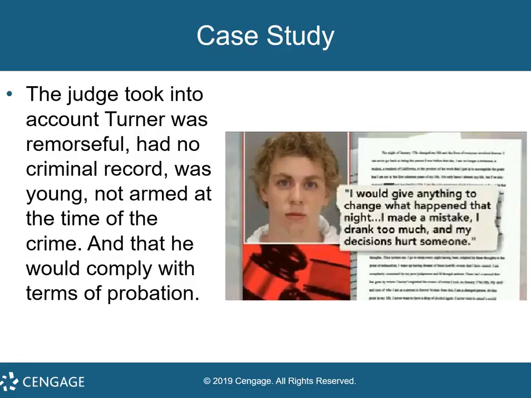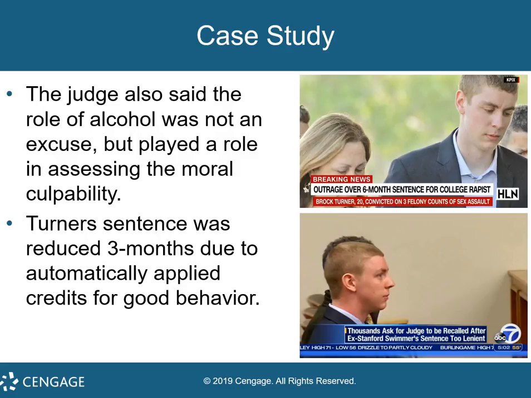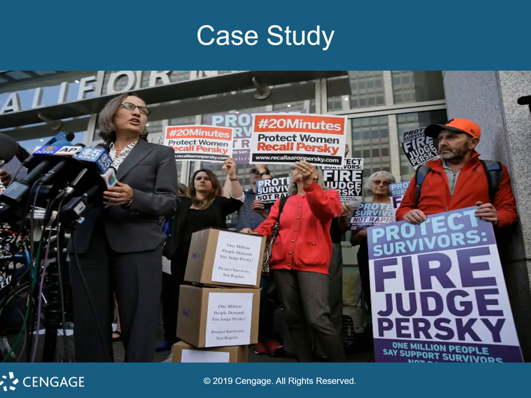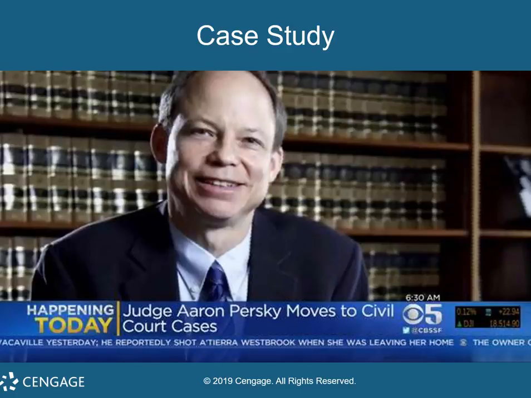The judge took into account the fact that Turner was remorseful, had no criminal record, was young, was not armed at the time of the crime, and that he would comply with all of the terms of probation. The judge also said that the role of alcohol, while not an excuse, did play a role in assessing the moral culpability. It turns out that Turner's sentence was reduced to 3 months due to an automatically applied credit for good behavior. And you can see some of the outcry and recall efforts that were laid against the judge for his particular decision in this case.